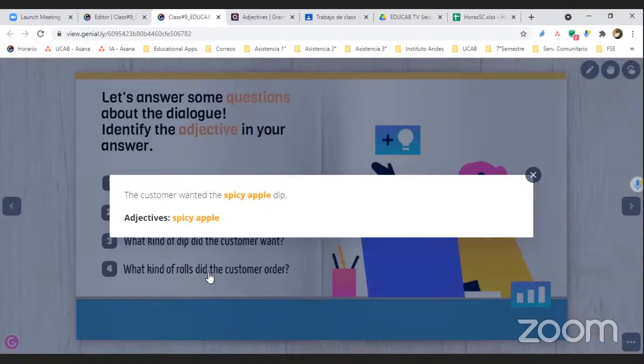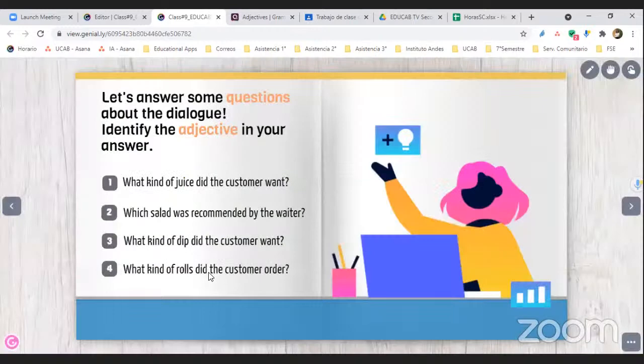And the last one, before we go, please help me out with this one. I'm sorry, I showed it to you, but maybe you can write in the chat too. What kind of rolls did the customer order? Can you write it in the chat, please? What kind of rolls did the customer order? Remember that rolls are like lumpias. What kind of rolls?